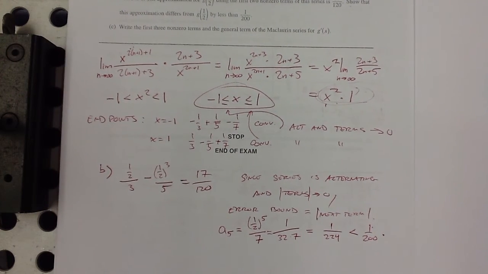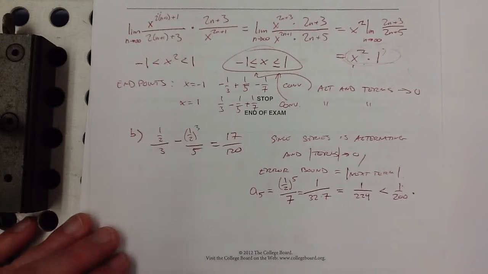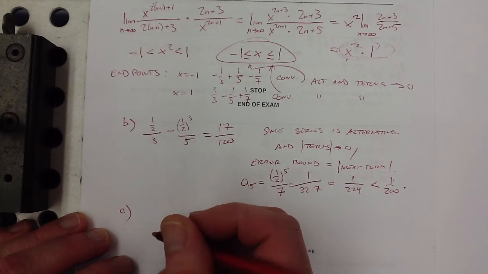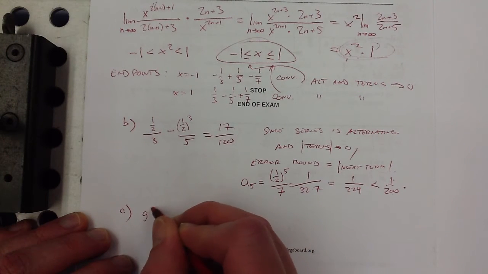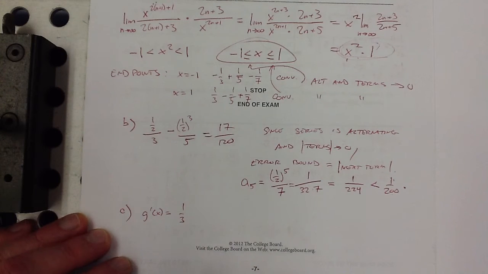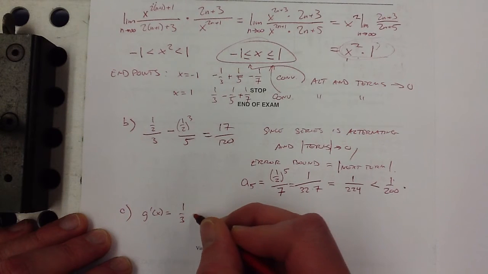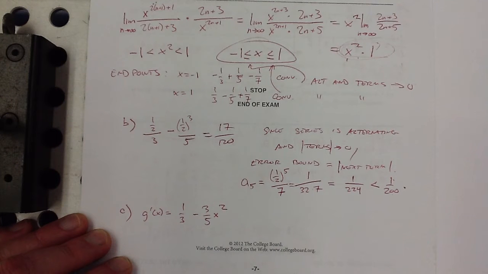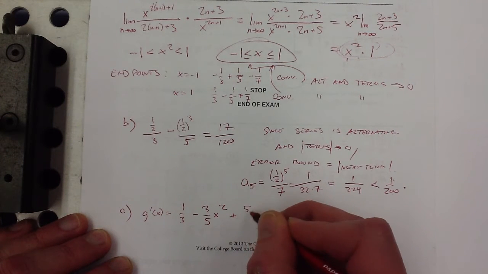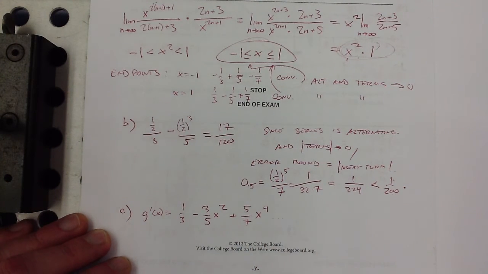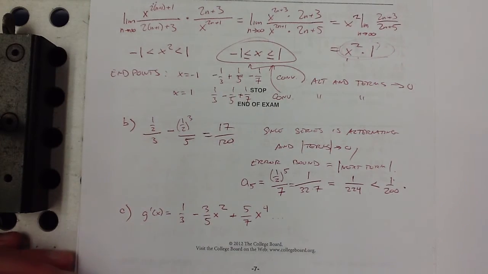All right. And then last part. Write the first 3 non-zero terms and the general term of the Maclaurin series for the derivative of that. That sounds pretty easy. So the derivatives of those, the derivative of x over 3, or in other words 1/3 x, is just 1/3. The derivative of the next term is 3/5 x squared, right? Just taking basic derivatives here, plus 5/7 x to the 4th, and so on. There's the first 3 non-zero terms.